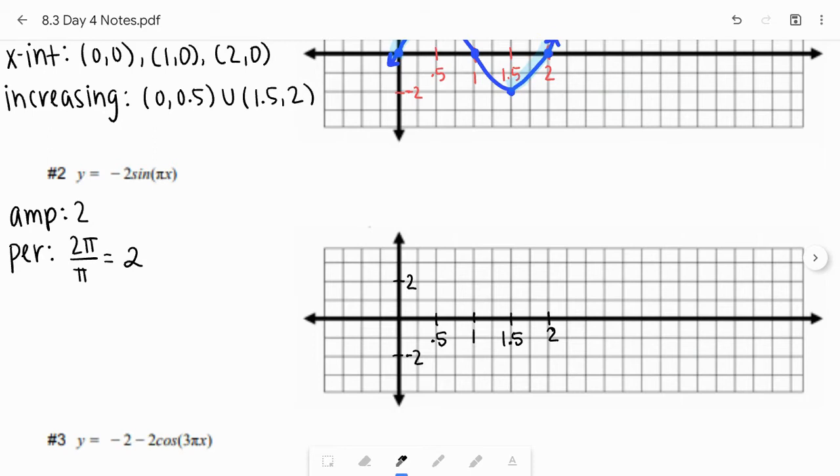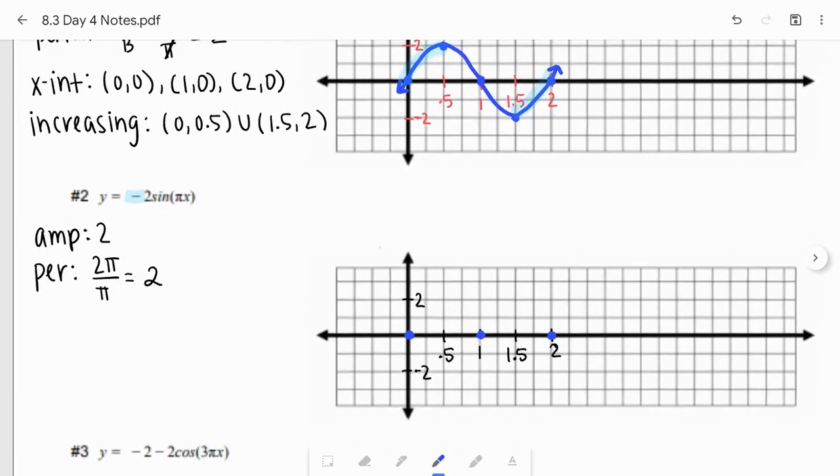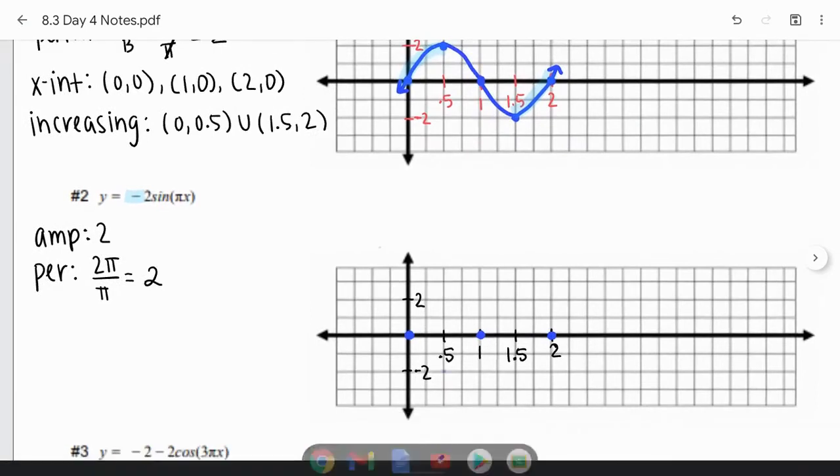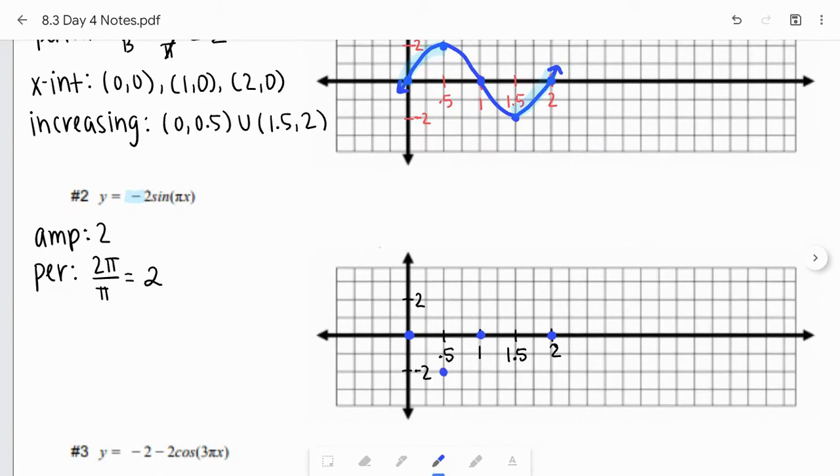Okay, now the difference with this graph is that we have that negative out front. So that means I am going to be reflecting over the x-axis. So my x-intercepts will remain the same. The only thing that is changing is my maximum and minimum. Since we are reflecting, I'm going to be going down first. So at 0.5, I'd be at negative 2, and at 1.5, I'd be at positive 2.